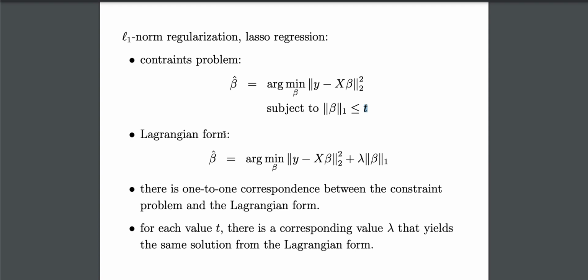Now the Lagrangian form is, instead of a constraint, we just add this to the residual sum of squares.